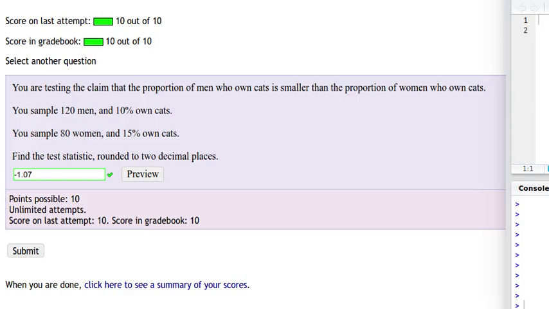Let's take a minute and see how the calculations were done for this problem. Notice that somebody's making a claim that the proportion of men who own cats is smaller than the proportion of women who own cats. So that's a claim. That's going to be a hypothesis. In fact, that's going to be the alternative hypothesis. In this problem, we're going to be looking at how to handle a hypothesis test for two proportions.